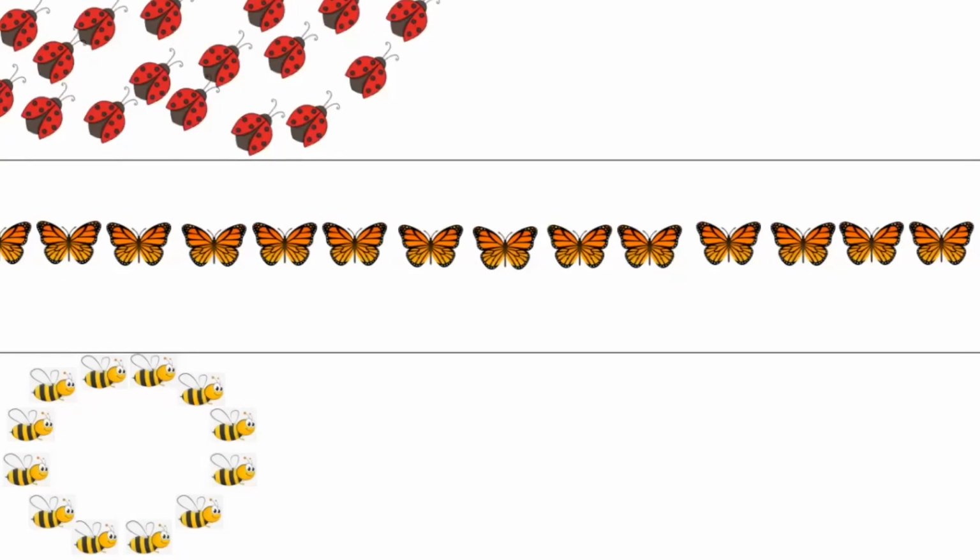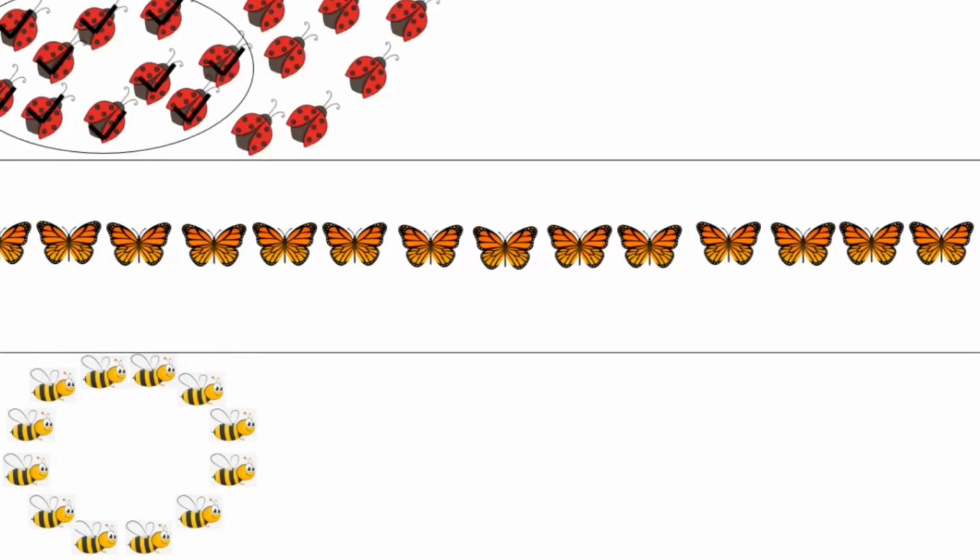All right, let's take a look at the ladybugs. I notice that there are a lot of ladybugs, probably more than 10. So I'm going to start counting the ladybugs. I'm going to at least count 10. Here we go. 1, 2, 3, 4, 5, 6, 7, 8, 9, 10. And those ladybugs are scattered everywhere. So I'm going to put a circle around 10 ladybugs. Now, I know that in my circle I have 10 ladybugs, but how many extra ones do I have?